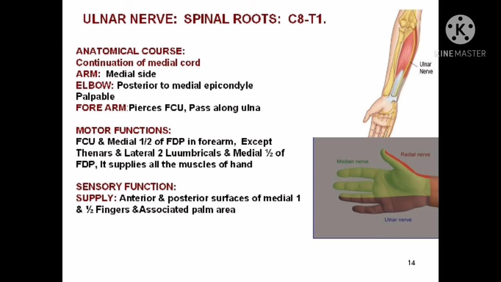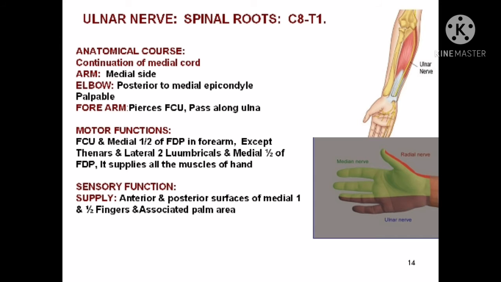The anatomical course of the ulnar nerve. It is the continuation of the medial cord. In the arm, it lies on the medial side. At the elbow, it lies posterior to the medial epicondyle and is superficial and palpable against the bone. In the forearm, it pierces the flexor carpi ulnaris and passes along the ulna.